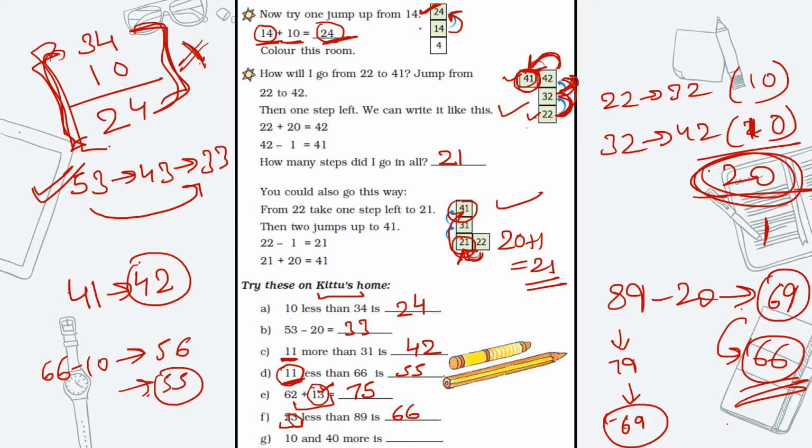Simple. 10 and 40 more is very simple. Add 10 to 40. We have 50. We did this basic addition in the previous classes, right? Okay, let's move on.